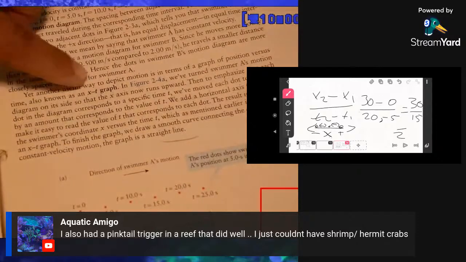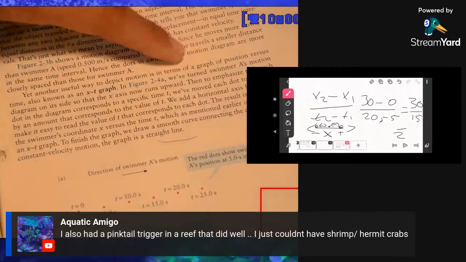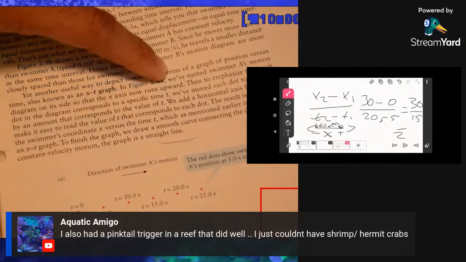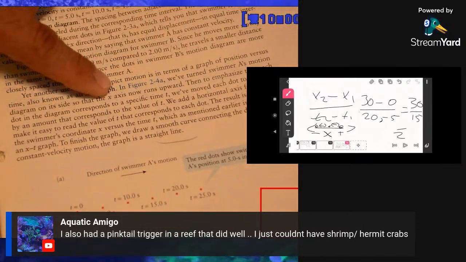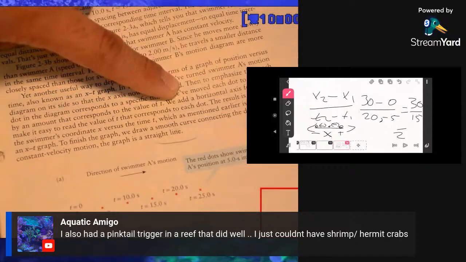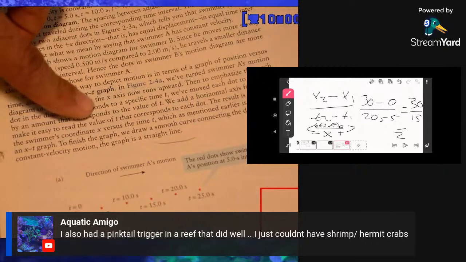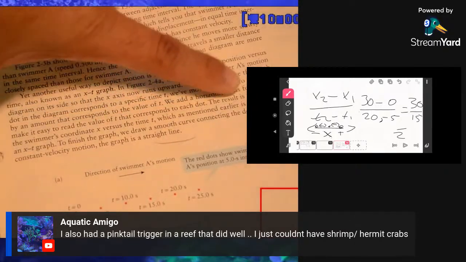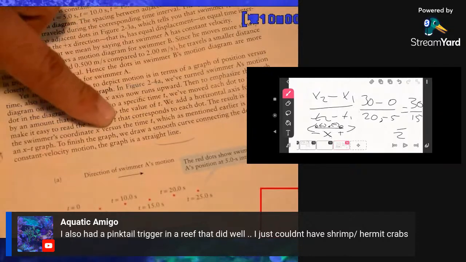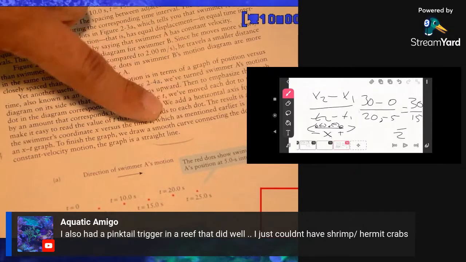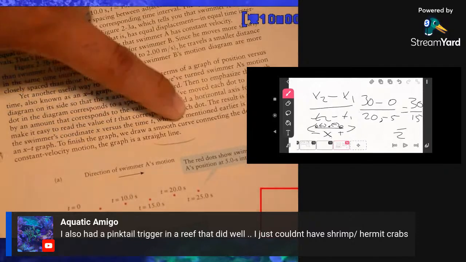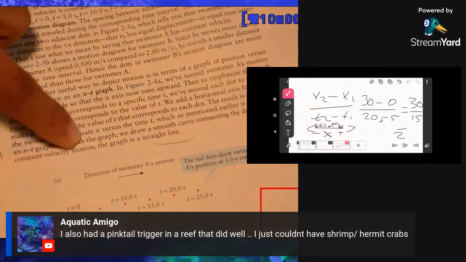Another useful way to depict motion is a graph of position versus time, also known as the xt graph. In figure 2.4, we've turned swimmer A's motion diagram on its side, so the x-axis now runs upward. Then we add a horizontal axis for time to make it easy to read the value of t that corresponds to each dot. The result is a graph of the swimmer's coordinate x versus time t. To finish the graph, we draw a smooth curve connecting the dots. For this constant velocity motion, the graph is a straight line.